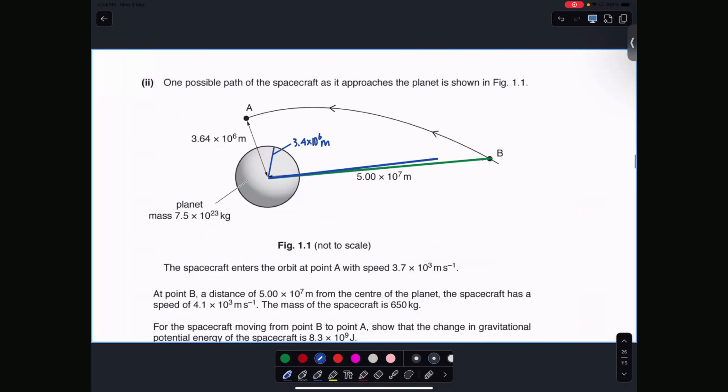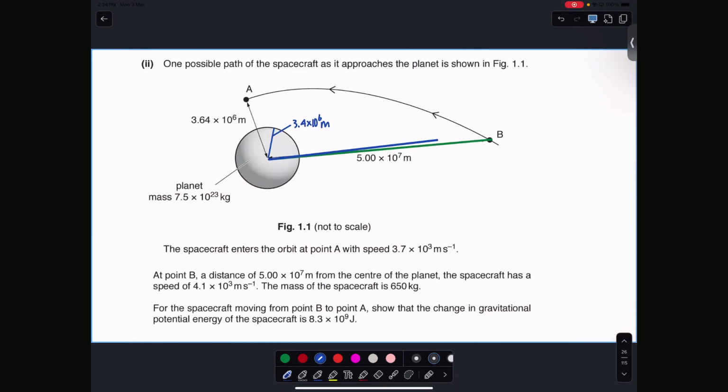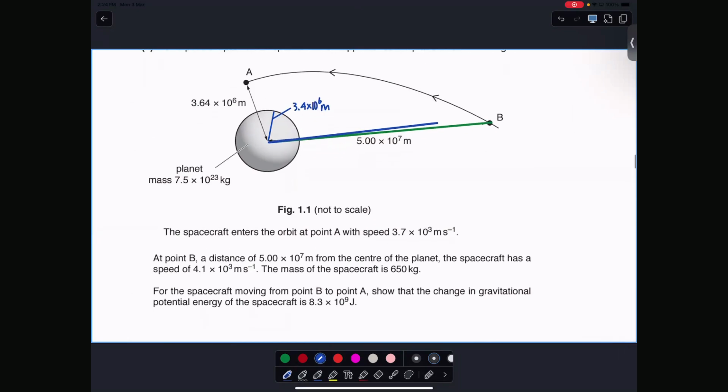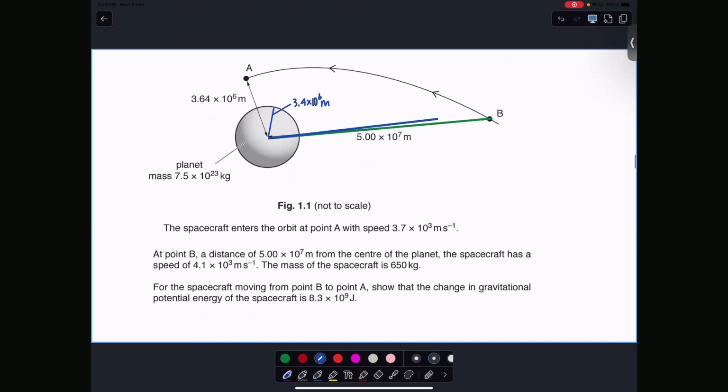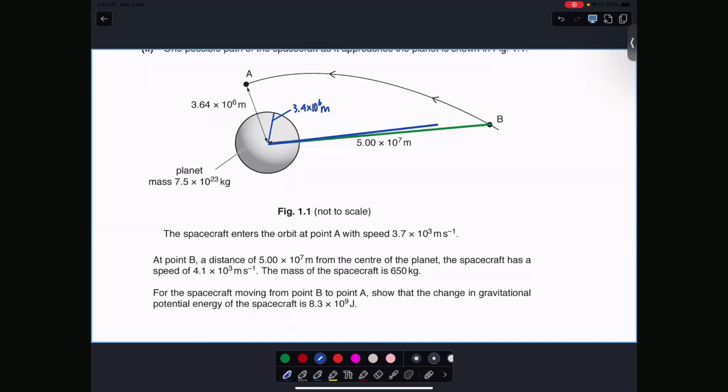One possible path of the spacecraft as it approaches the planet is shown in figure 1.1. So the spacecraft enters the orbit with a speed. So it enters the orbit here. Here its speed is given, which is 3.7 into 10 to the power 3 meter per second. That's the speed at which it enters the orbit at that point.